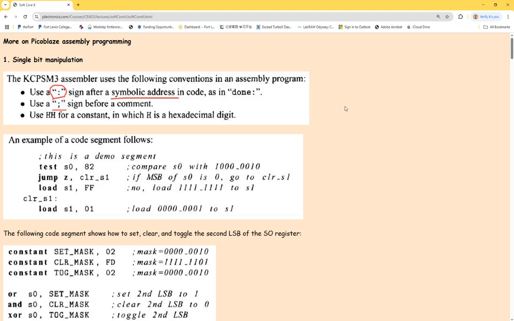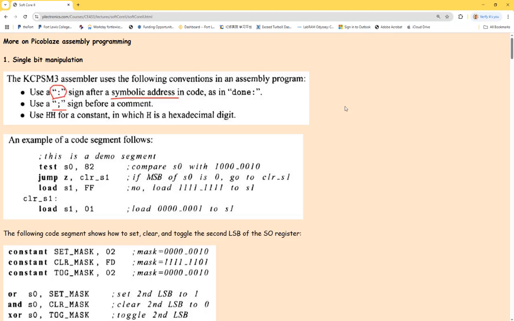Okay, so question number 1. Toggle bit 5 of a register S0, which holds a byte, because this is an 8-bit core, and send the result to S0.